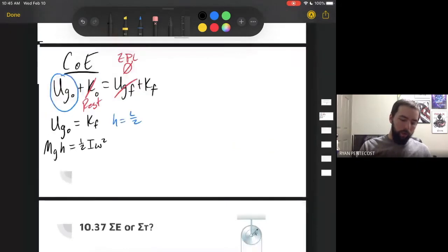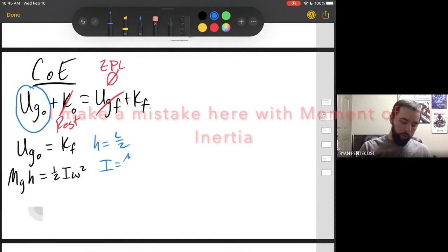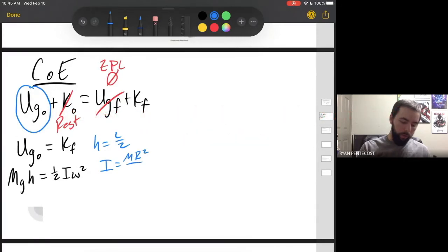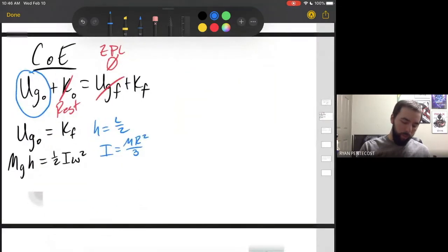Now, the I of this, what is our moment of inertia? Our moment of inertia would be mr squared over 3, right? Because we have a rod rotating about its end. If we're going to stick with R for that, we'll stick with R for H as well, so that we've got a common variable there. So we've got mgr equals 1/2 times mr squared over 3 times omega squared, right?